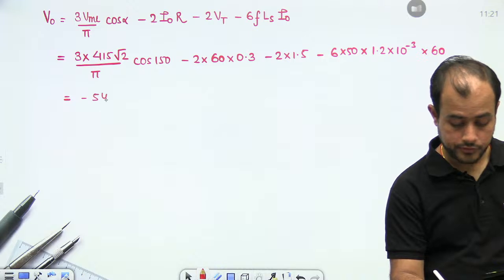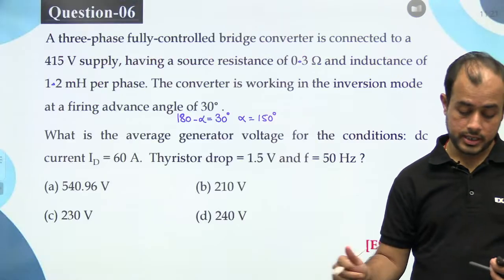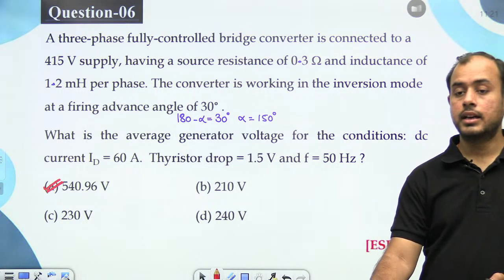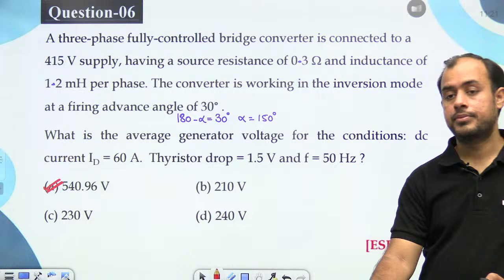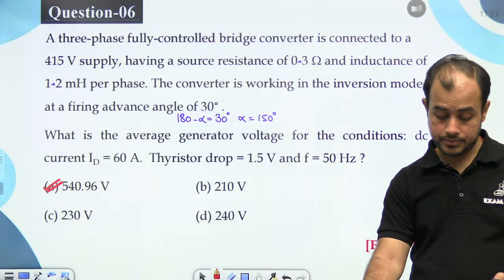Minus 545.96. So the closest option is A. The closest option is A. ठीक है, क्लोजेस्ट आंसर आपका ए आएगा.